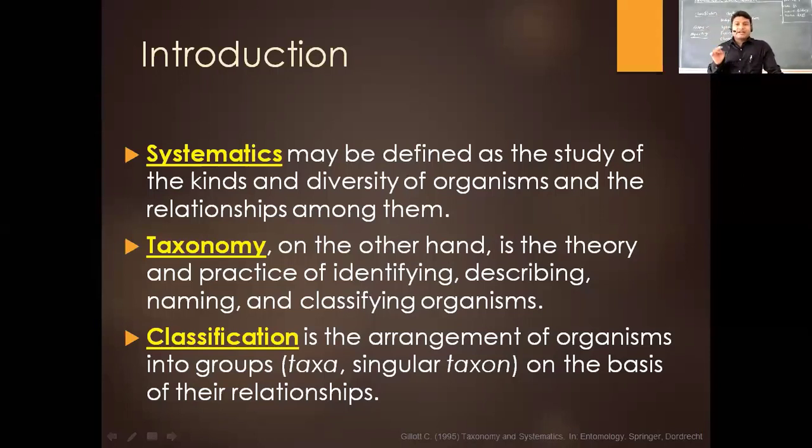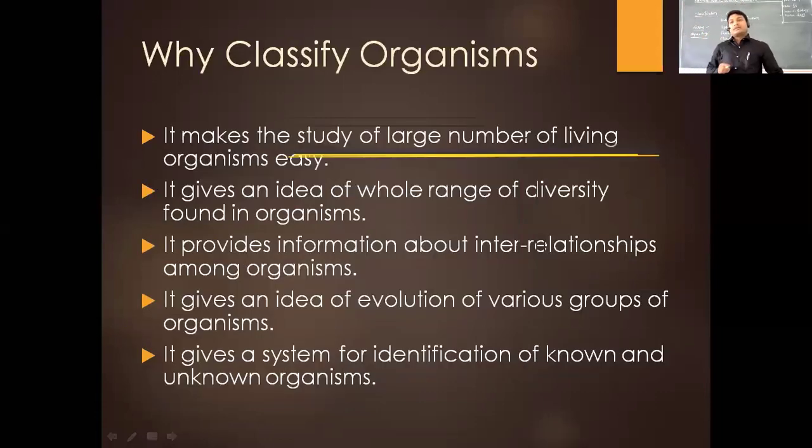Classification is the arrangement of organisms. We arrange them into particular taxa or groups on the basis of their relationships. What kind of relationships depends on the type or criteria that we are talking about. The closer the organisms, the more similarities they share, and they are put basically in the species. Species, as we know, have the maximum number of similarities. As we go up the hierarchy of the classification, the similarities get reduced more and more. So, why do we need to classify the organisms?